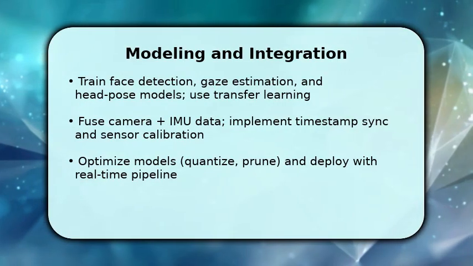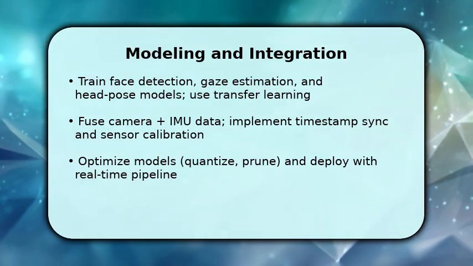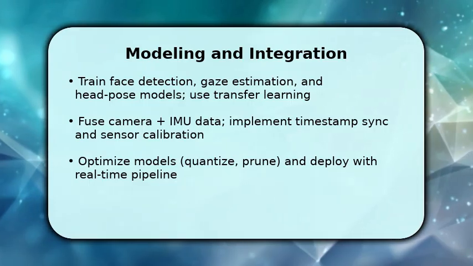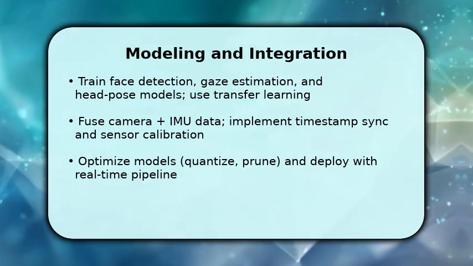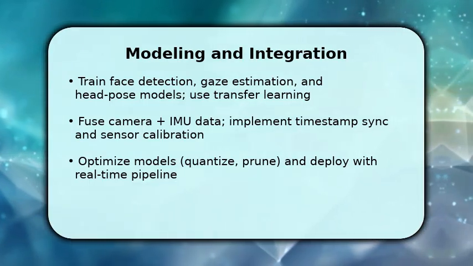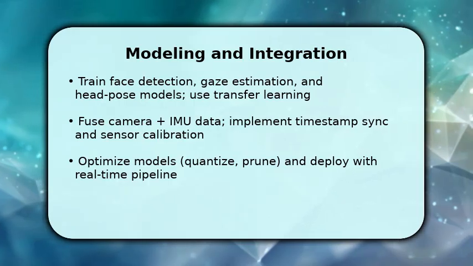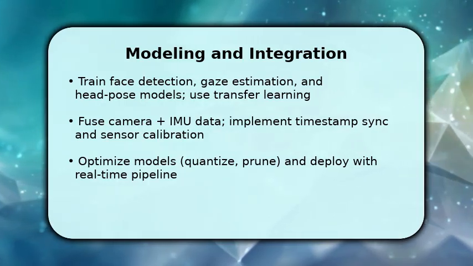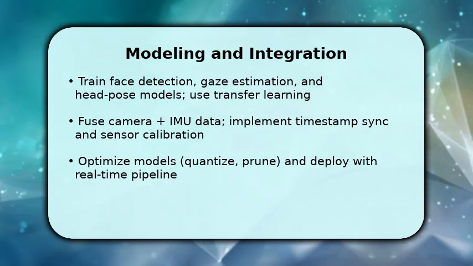You now build and combine models. Train a robust face detector, a gaze estimator, and a head pose network using transfer learning to save time. Then integrate sensor streams by synchronizing timestamps and calibrating the IMU to the camera so estimates are spatially consistent.